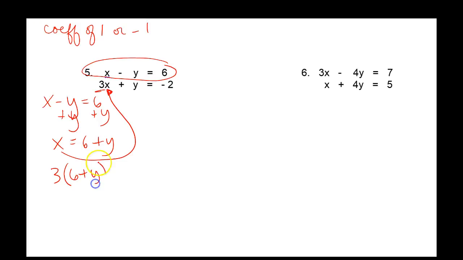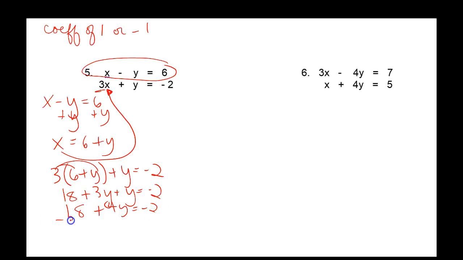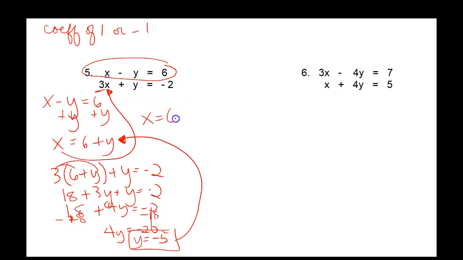3 times 6 plus y equals -2. Let's distribute. 18 plus 3y plus y equals -2. 18 plus 4y equals -2. Let's subtract 18. 4y equals -20. y equals -5. So I have the y. Remember, go right back to this equation where you got one of the variables all by itself. Substitute that in. 6 plus y. x should be 1. Now that means our answer should be (1, -5).